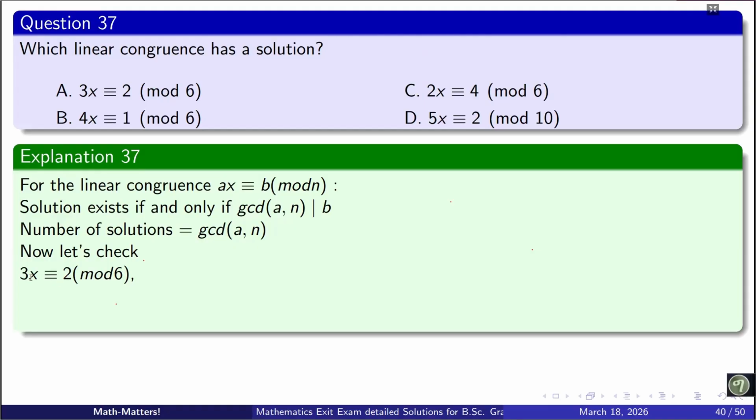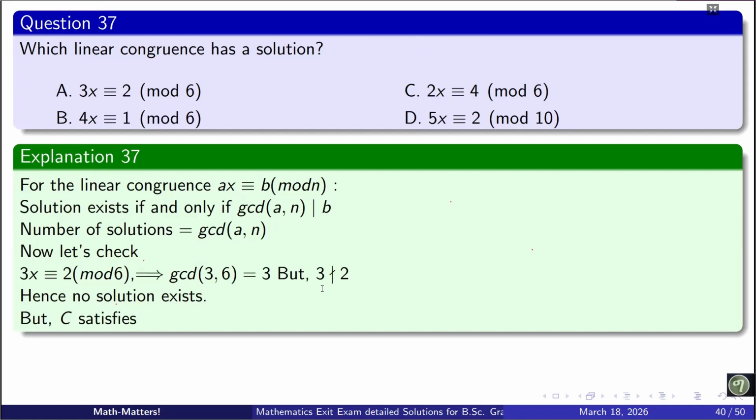So the GCD of 3 and 6 is 3, but 3 doesn't divide b, which in this case is 2. Therefore, there is no solution; that is, 3x congruent to 2 modulo 6 doesn't have a solution, or simply the solution doesn't exist.